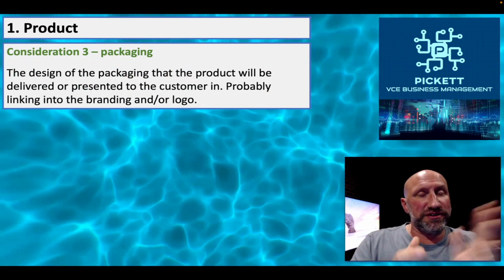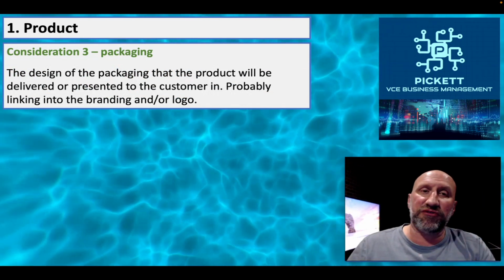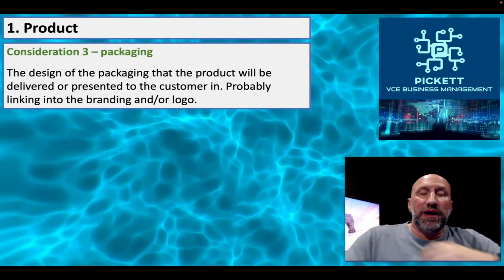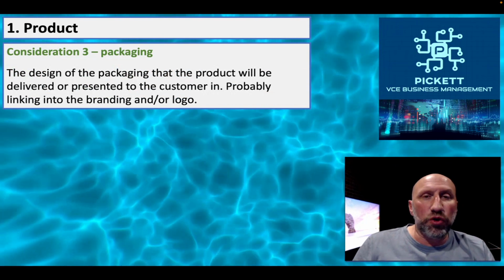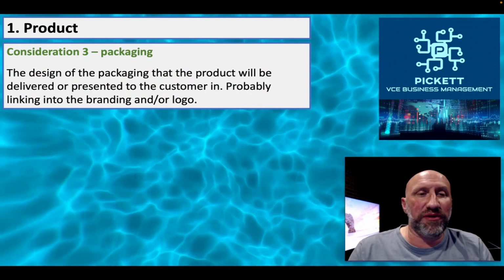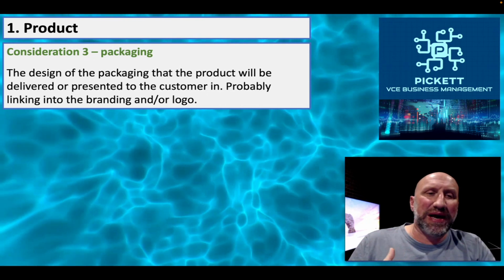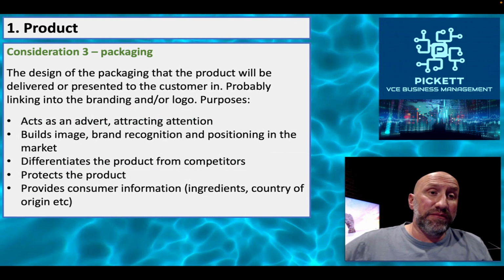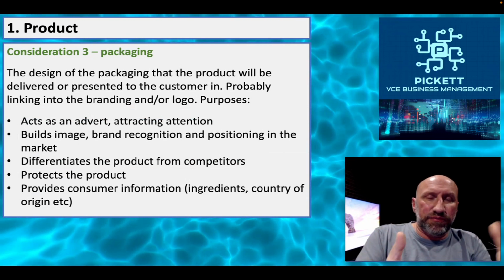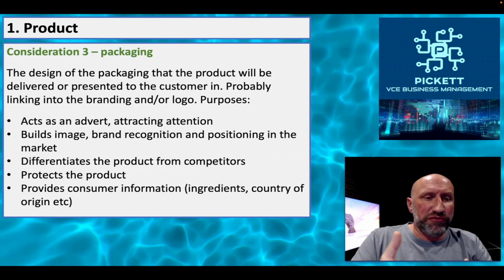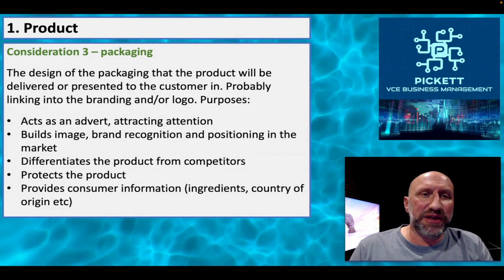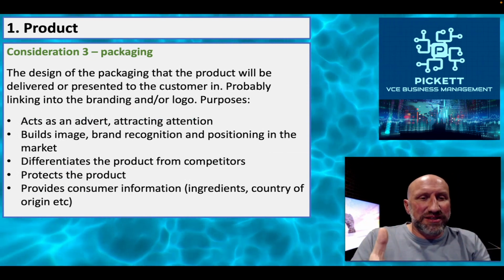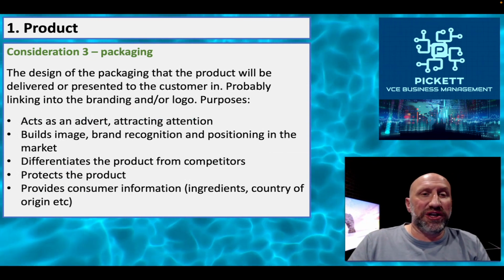Okay, the third consideration under product. So we're still under product, the first of the 7 Ps, and we're moving through different considerations associated with that. Packaging. Now, the design of the packaging that the product is going to be delivered in or presented to the customer, also very, very important, okay? And this possibly links back to the branding and the logo as well, because chances are it's going to incorporate that. Now, uses for packaging. There's a bunch of things that packaging is used for. I'm not going to talk through those. That's pretty obvious, but they're the key things that, when you're designing your packaging, you've got to take into account. That's what it's trying to achieve.